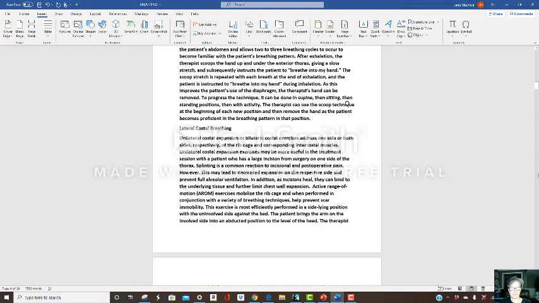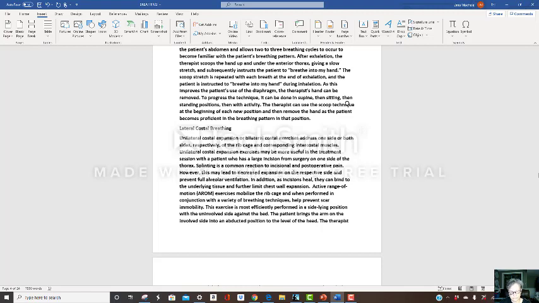Splinting is a common reaction to incisional and post-operative pain. However, this may lead to decreased expansion on the respective side and prevent full alveolar ventilation. In addition, as incisions heal, they can bind to the underlying tissue and further limit chest wall expansion. Active range of motion exercises mobilize the rib cage and, when performed in conjunction with a variety of breathing techniques, help prevent scar immobility.